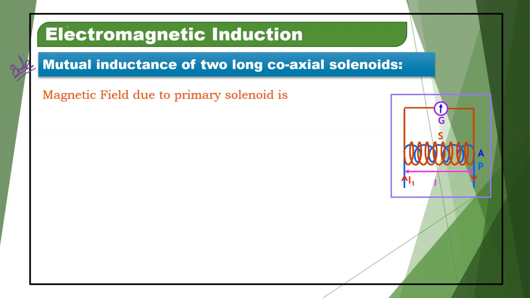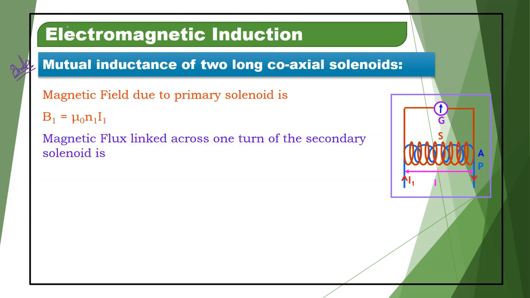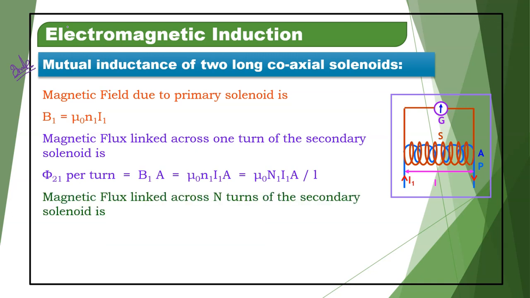The magnetic field due to the primary solenoid is B1 equal to mu naught N1 I1 by L. The magnetic flux linked across one turn of the secondary solenoid is phi 21 per turn, B1 A. The flux of the second coil changes because of the magnetic field of coil 1, so phi 21 is mu naught N1 I1 A divided by L. The magnetic flux linked across N2 turns of the secondary coil is phi 21 equal to mu naught N1 N2 I1 A by L.